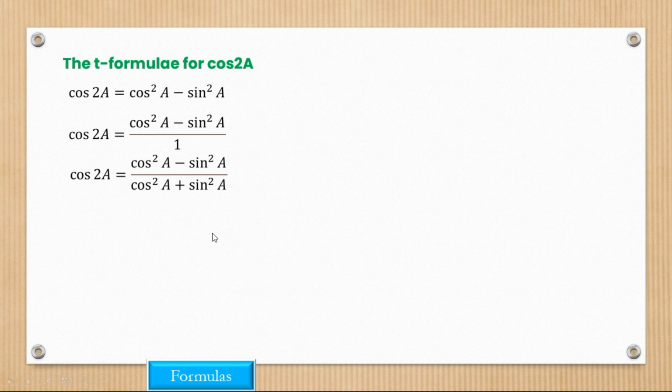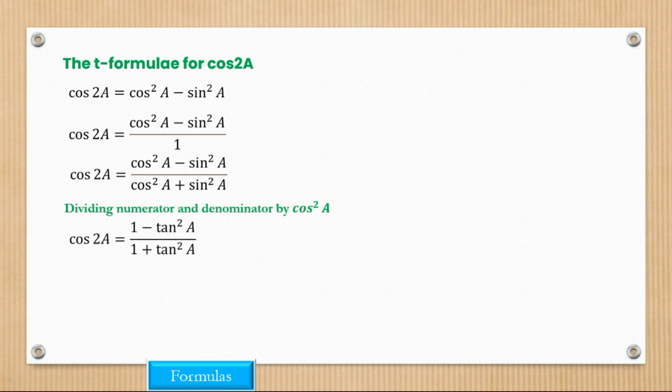Next we're going to divide throughout by cos squared a, and then we'll actually have an expression like so. We divide the numerator and denominator by cos squared a. Then we'll actually have that. So we divide everything by cos squared a. This will become 1, 1. This will become tan squared a.